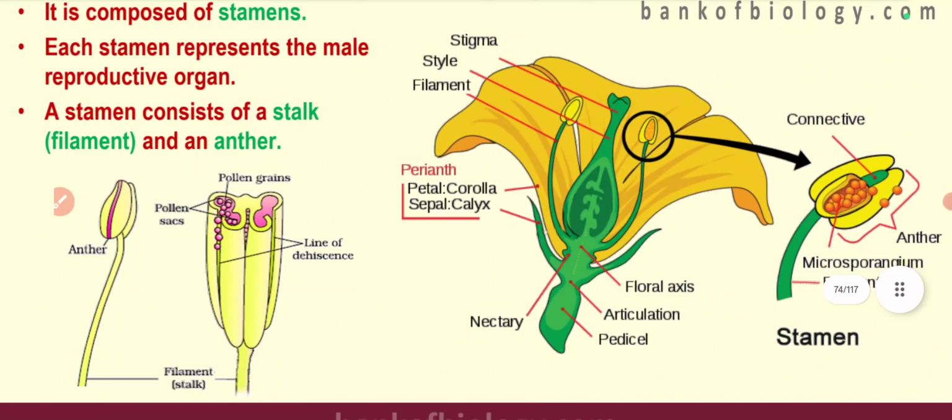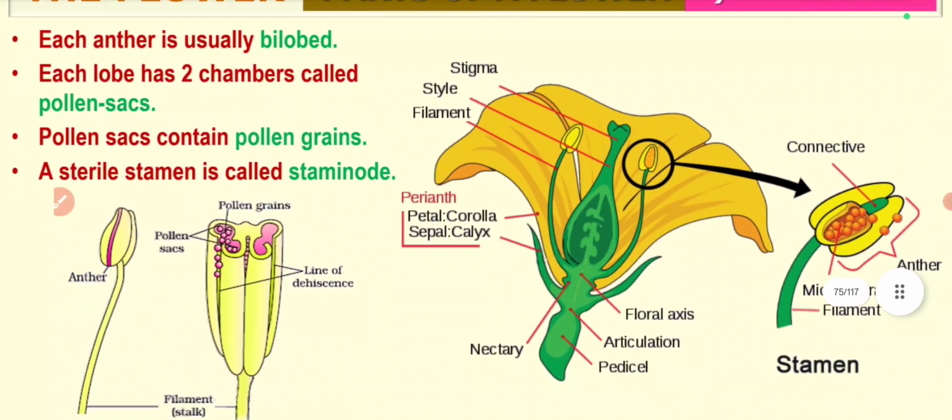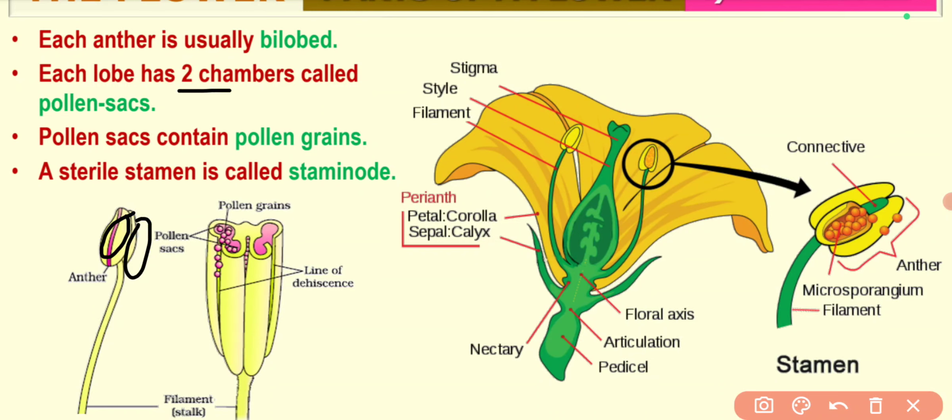So this is the androecium. Each anther is usually bilobed. Two lobes are there. This one is one lobe and the other is the back side of this. Each lobe has 2 chambers called pollen sacs. This one is a chamber, this one is a chamber. Pollen sacs contain pollen grains, which contain the male gamete.